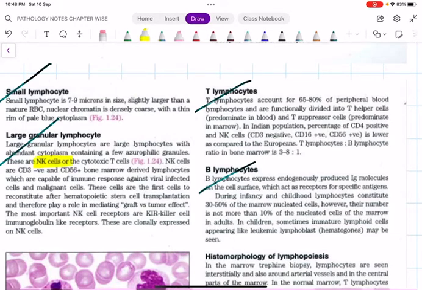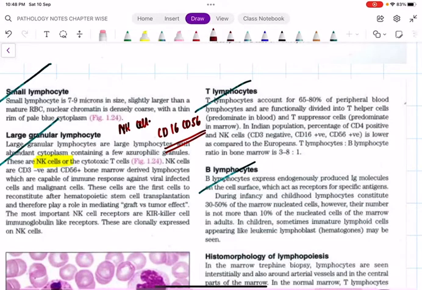Okay, and they are usually positive for two important markers. So as far as NK cell, when you come across the word NK cell, the two important markers you have to remember are CD16 and CD56. Again, we will discuss this once again in the IHC video.